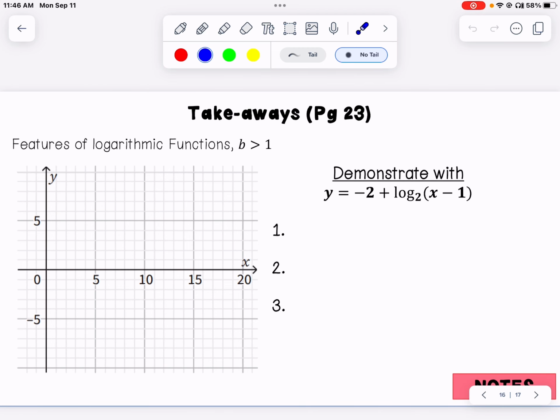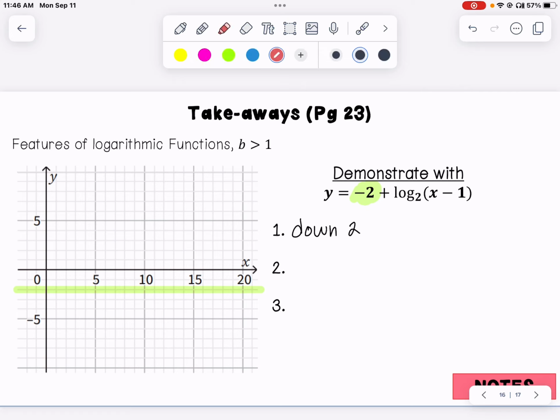So we're going to look at this one together. The first thing I'm going to find is, are there any transformations? Well, I have a -2 that's being added outside of my function. So I know that means my graph is going to be shifted down 2. So I'm going to draw a new axis down 2 from the normal one. So the normal x-axis is here. I went down 1, 2 to draw in this new fake x-axis.